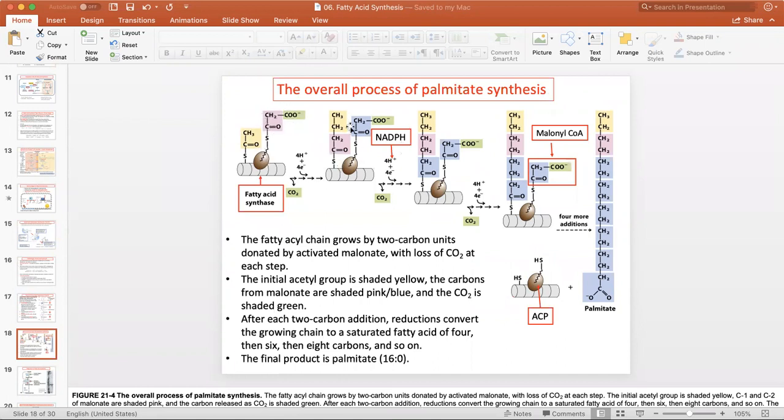One step, what do we do? We add two carbons onto acetyl-CoA, okay? What happens to the third carbon? It is removed as CO2, okay? So this is how the third carbon is out. Now it's four carbon. Next step, what do we do?